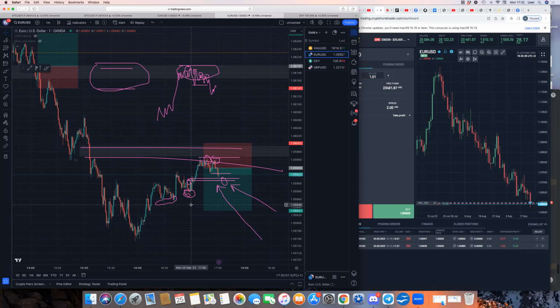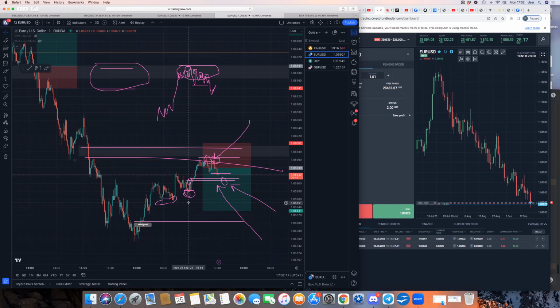So I think your entry is a bit too low. You could have gotten a better entry here. So what I would do is get a better entry there, TP partials at the place I just marked, and then wait for this whole place. Okay, cool.